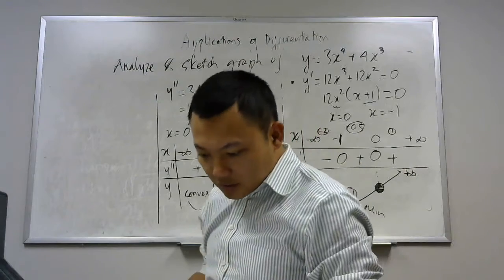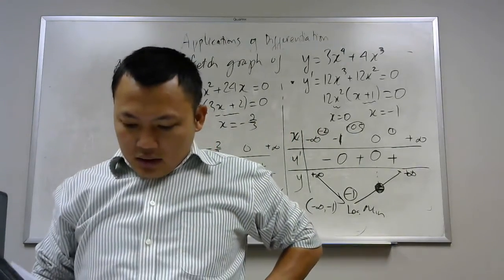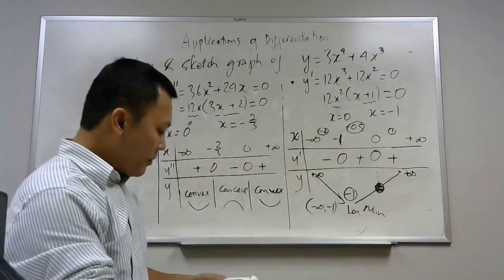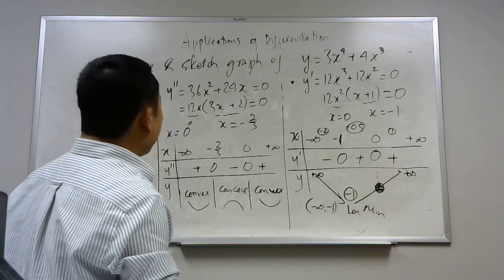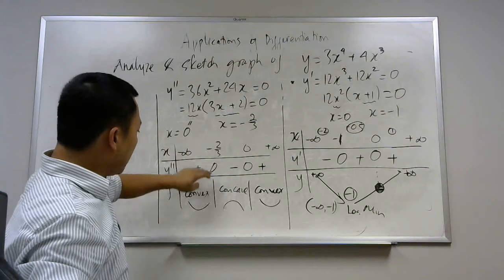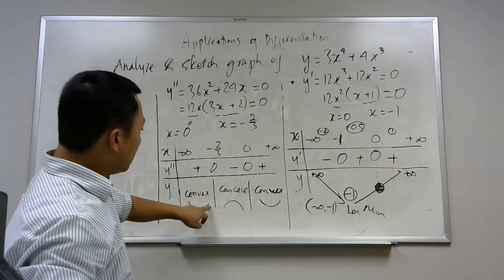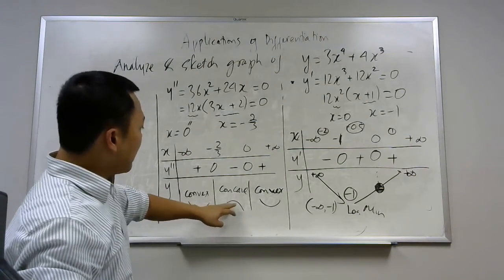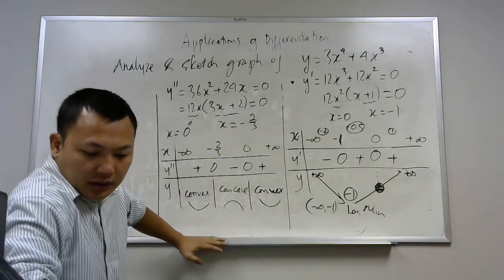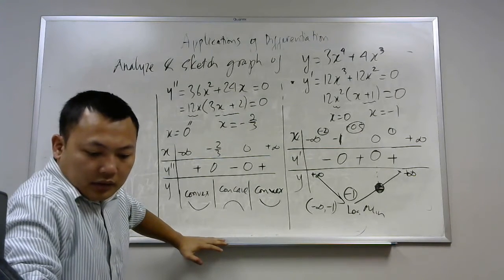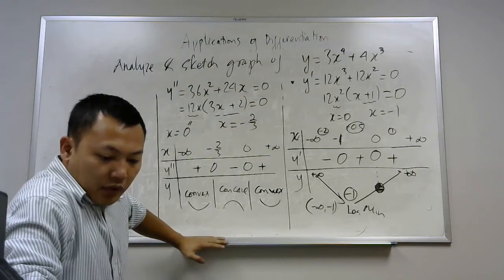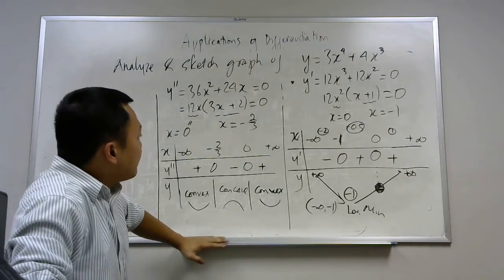Did I do something wrong? I'm curious. Let's say at negative 2 thirds. You plug into this, you have convex, you have concave, then you go back up and get convex again. Yes, okay.